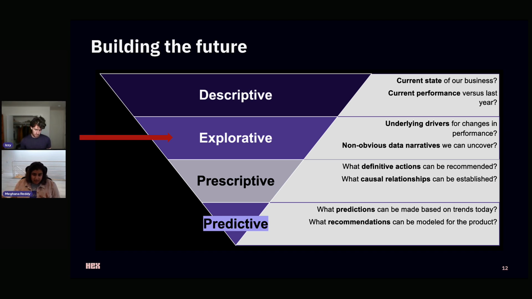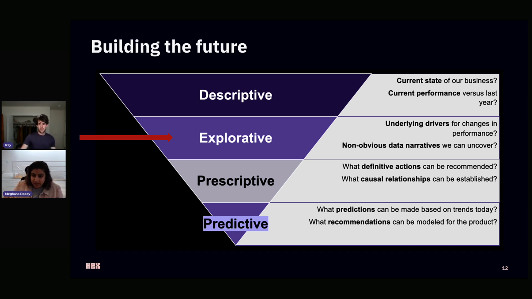Not to say that there isn't great predictive analytics and prescriptive work that's being done, but as part of this data strategy, I think we've done a pretty good job of building the infrastructure and apps and culture around interacting with our new data platform for descriptive and explorative. And as we go into 2024, we just want to be able to move further down this funnel.